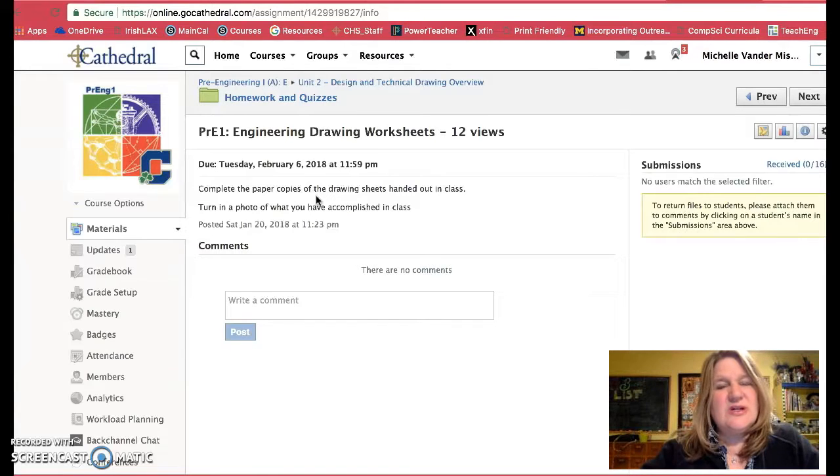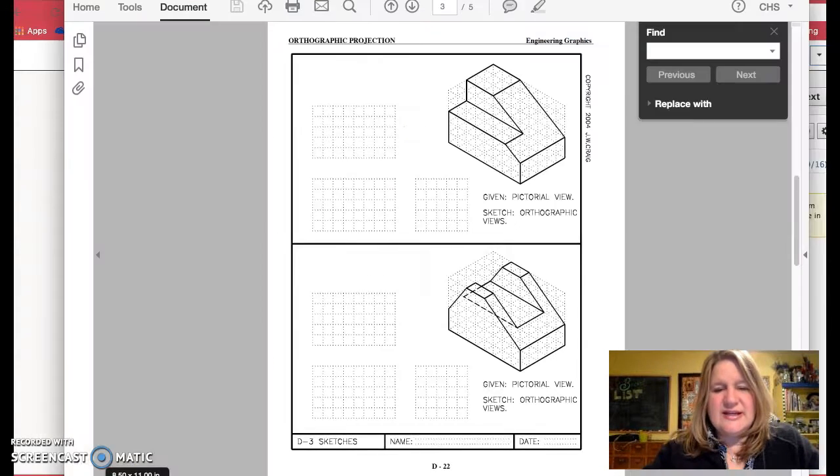There's a pretty good chance you'll get through most of it, but I'm going to have you hold on to your completed work and turn in just a photo of how far you have gotten. The reason is I want to be able to answer questions for you in person before you go ahead and turn those in. So I will show you what the worksheets look like.